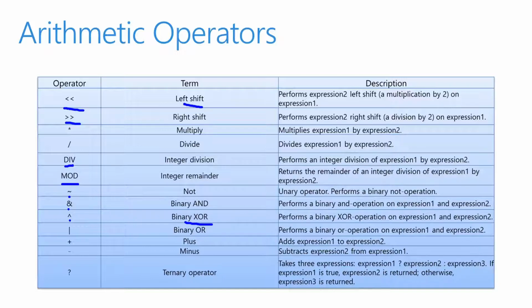And then lastly, we have the question mark down here at the bottom, which is known as a ternary operator. It takes three expressions, so we can have something like expression 1, question mark, expression 2, colon, expression 3. That means if expression 1 is true, it will return expression 2. So if expression 1 is true, expression 2 is returned. Otherwise, expression 3 will be returned.